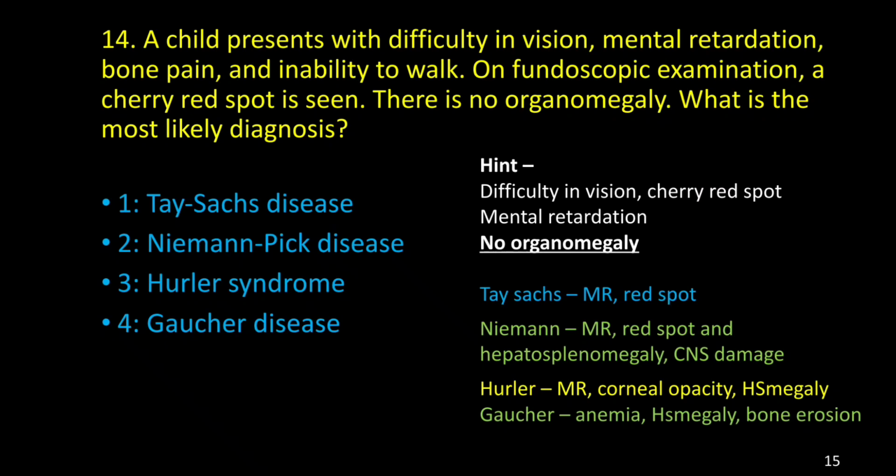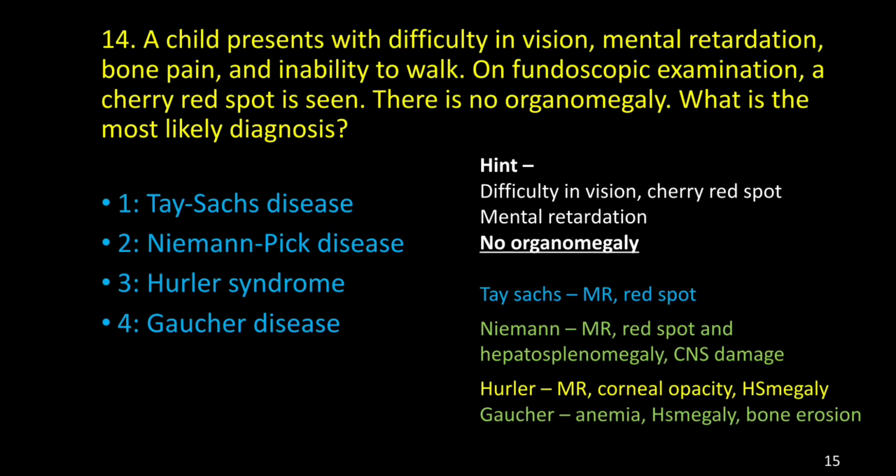So now whenever you are attending this MCQ, you have to think about the particular cherry red spot, which is typically seen in Tay-Sachs disease as well as in Niemann-Pick disease. But in Hurler's disease and Gaucher's disease, a cherry red spot is not seen. Whenever you are attempting a particular MCQ, you have to select the option selectively. So basically, the cherry red spot is seen in Tay-Sachs disease as well as in Niemann-Pick disease.